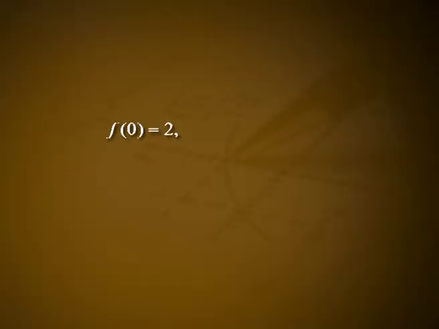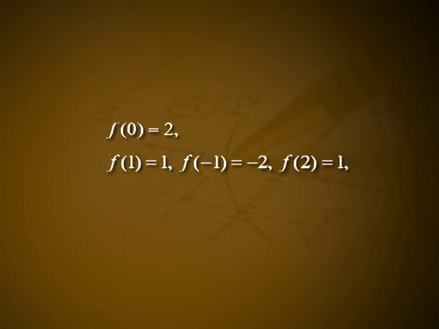However, f(0) = 2, f(1) = 1, f(-1) = -2, f(2) = 1 and f(-2) = -2, showing that f(x) has no zero in Z5. Thus, f(x) is irreducible over Z5.